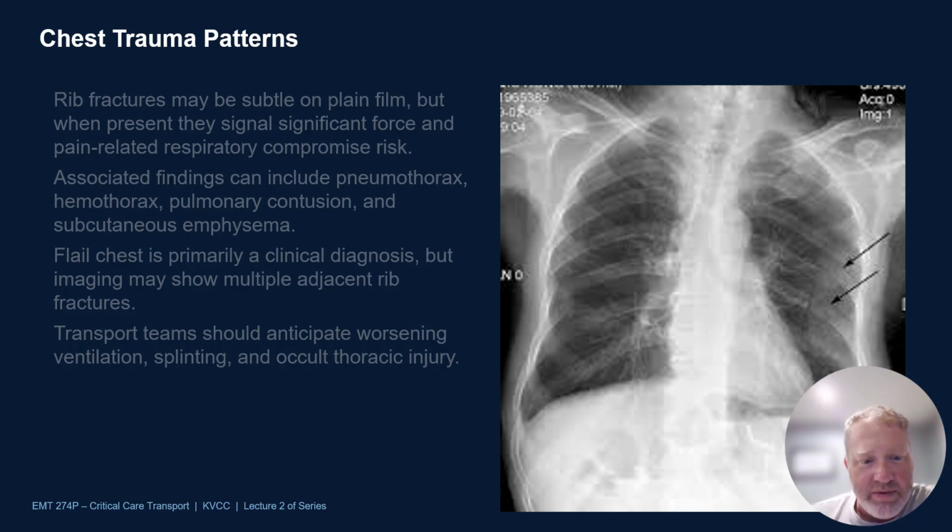Flail chest, I know you've had that before. That's primarily a clinical diagnosis, but imaging can confirm it with multiple adjacent rib fractures. And you should always anticipate it being harder to ventilate, harder for the patient to breathe, harder for them to splint, and additional thoracic injuries whenever you see or have confirmed rib fractures.